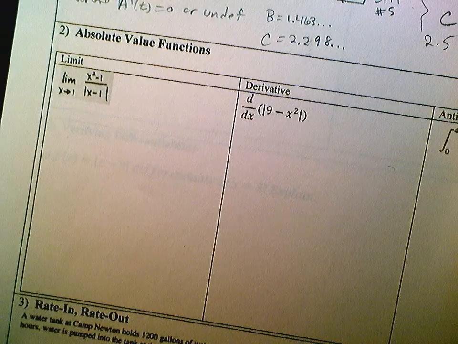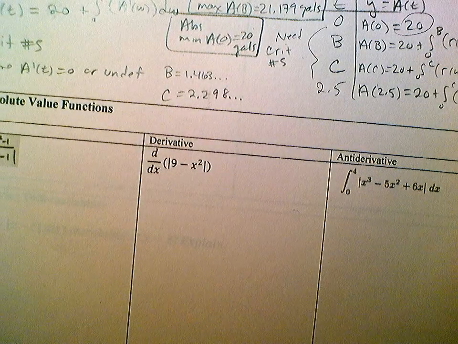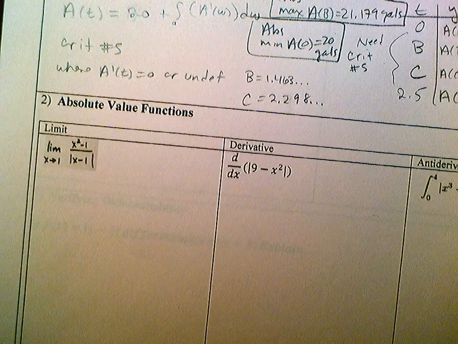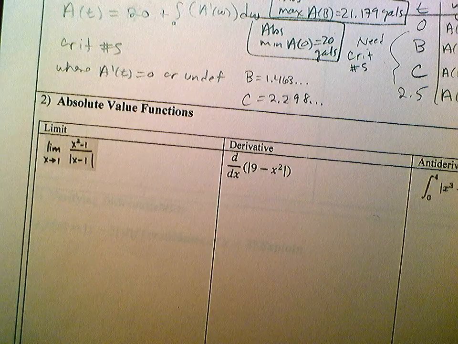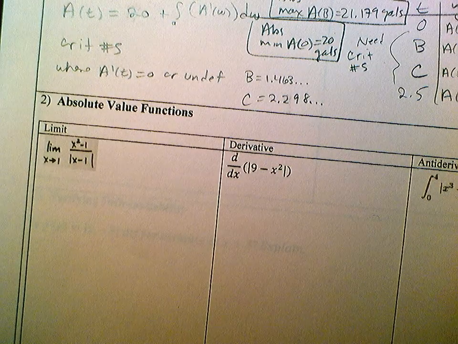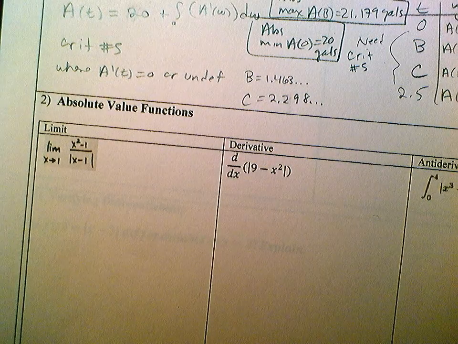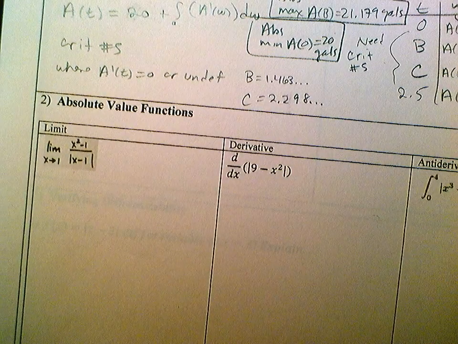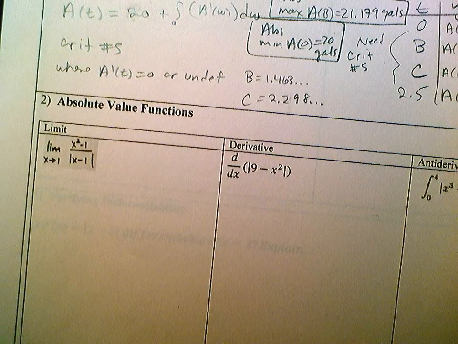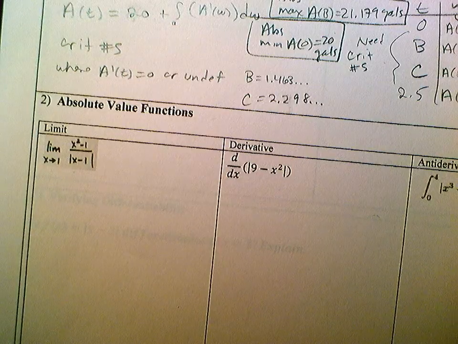Absolute value functions. Alrighty, guys, so here we're going to take a limit, a derivative, and an antiderivative. Those are the themes going on in calculus. So I'm going to take each of these of a function that involves an absolute value. I'm just going to show you how to handle this. You handle them all the same way: if the function involves an absolute value, you rewrite it as a piecewise function, and then those pieces will not have absolute values anymore, and then you can think it through that way.